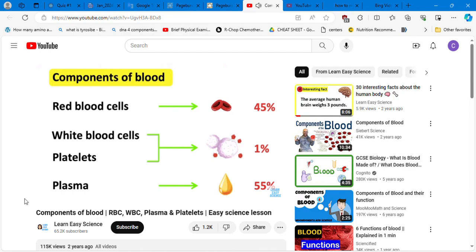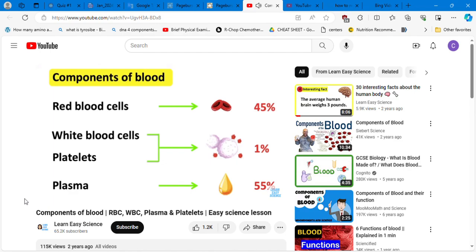White blood cells. White blood cells are nucleated cells, also known as leukocytes. They fight infections to keep us healthy. So when you get sick, it's the production of white blood cells that helps you fight the cause of your illness.